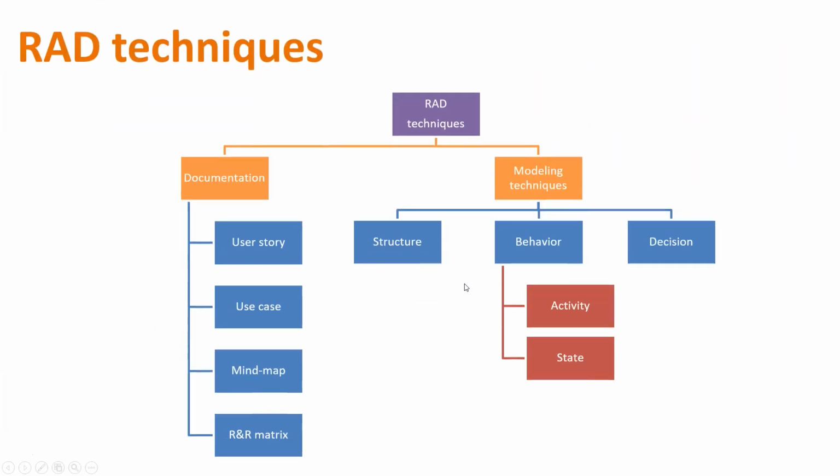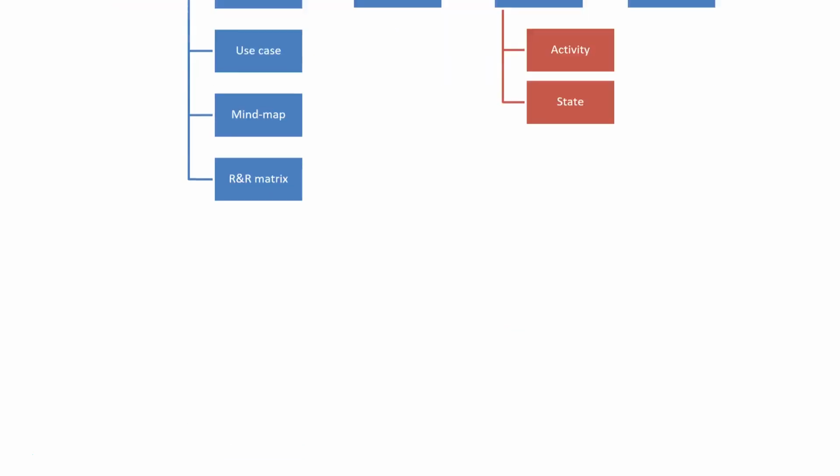So this is a 65 slide deck. So RAD techniques, you have documentation and modeling. Under documentation, you have things like user stories and cases. Mind maps is actually kind of a modeling technique, and then you have your R&R matrices. Modeling techniques: structure, behavior, decision. Behavior is activity diagrams and state diagrams. So we'll talk about all of these.